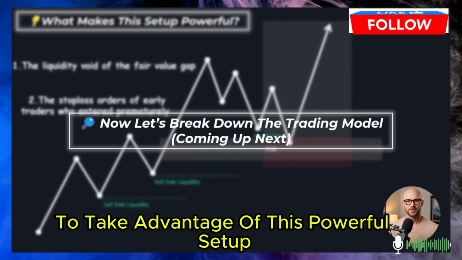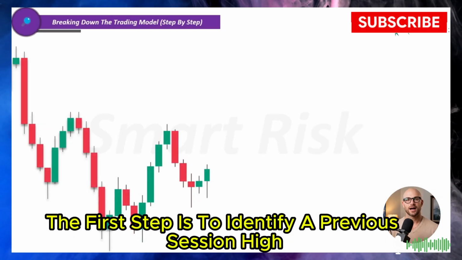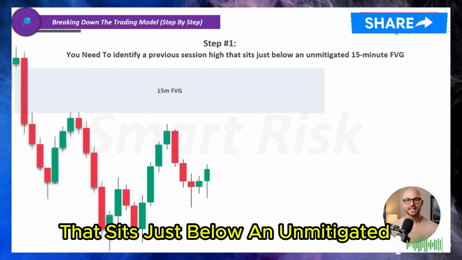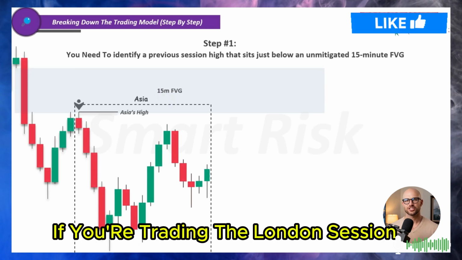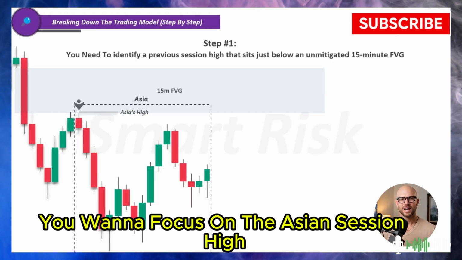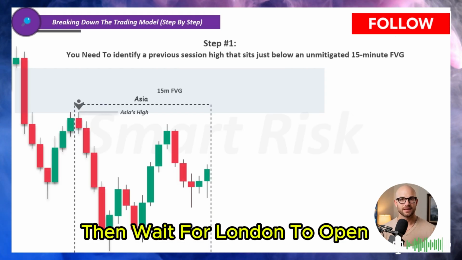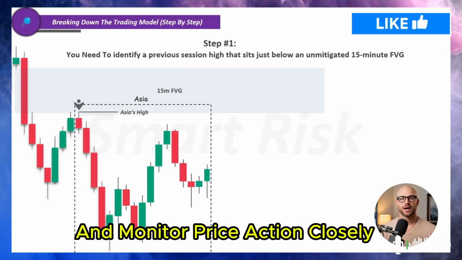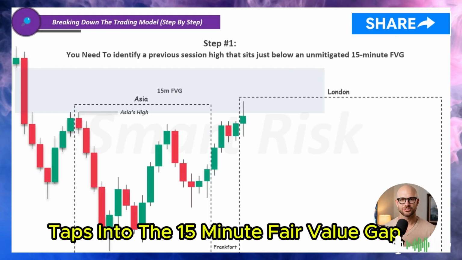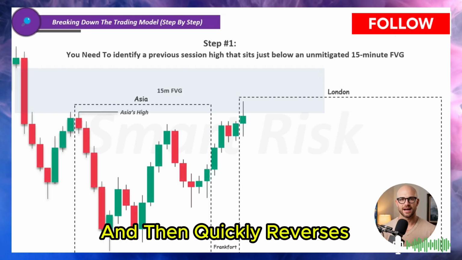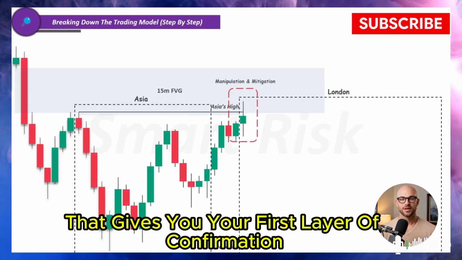To take advantage of this powerful setup in a bearish scenario, the first step is to identify a previous session high that sits just below an unmitigated 15-minute fair value gap. For example, if you're trading the London session, you want to focus on the Asian session high that forms right below a 15-minute unmitigated fair value gap. Then wait for London to open and monitor price action closely. Once price sweeps the liquidity above the Asian high, taps into the 15-minute fair value gap, and then quickly reverses back inside the range, that gives you your first layer of confirmation.